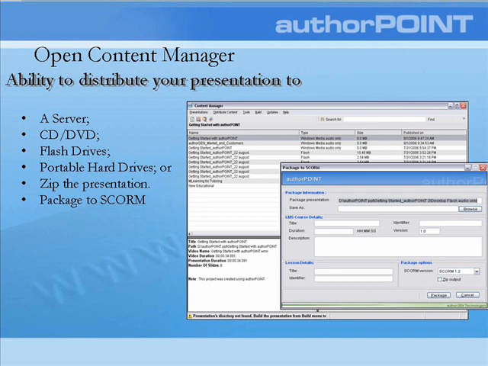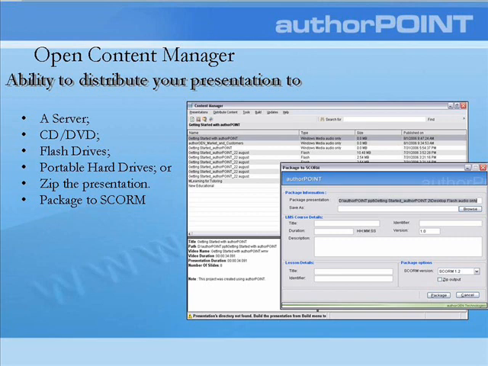The Content Manager screen is divided into two sections. The Presentation List section displays the list of presentations captured by authorPOINT. The most recently captured presentation is on top and will be highlighted by default. The Project Details window is further divided into two subsections. The lower left portion of the window displays general information about the highlighted presentation file. In the lower right portion of the window, you will see a thumbnail view of each slide in the highlighted presentation.